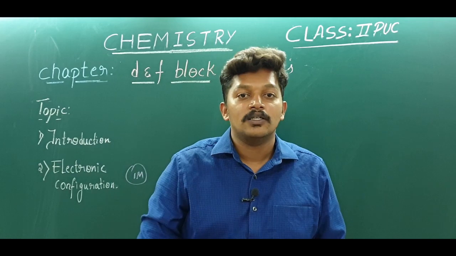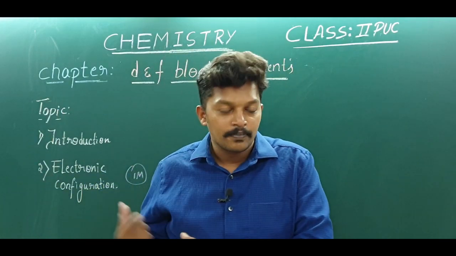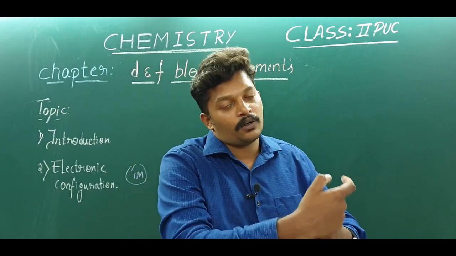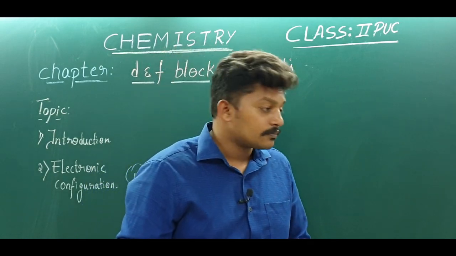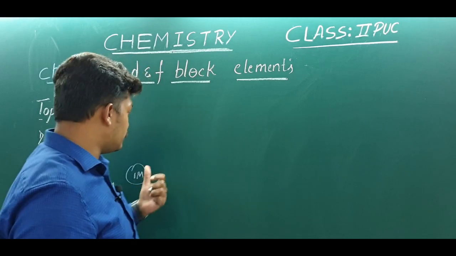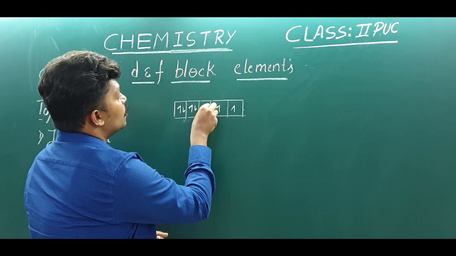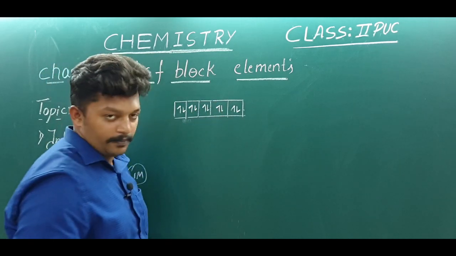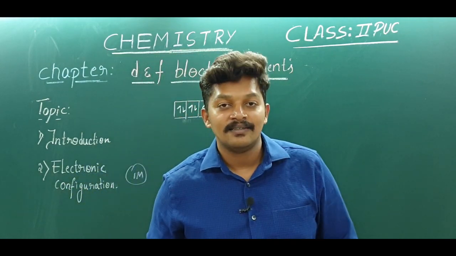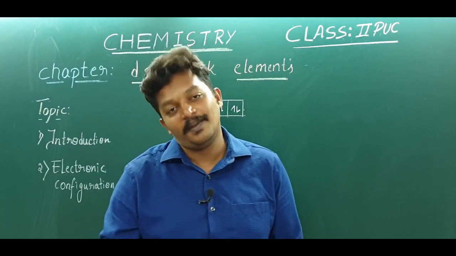S block has 2 groups because we can fill only 2 electrons in S. For P block we have 6 groups, we can fill 6 electrons. But in D we can fill 10 electrons. So we have 10 groups for D, and D block elements are also called transition elements, and F block elements are called inner transition elements.